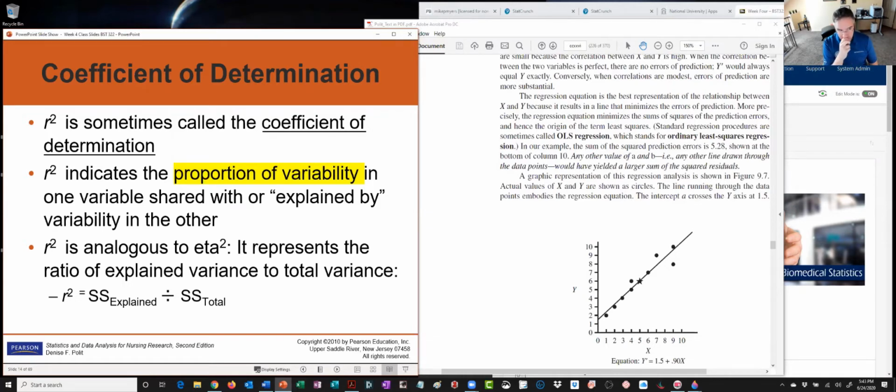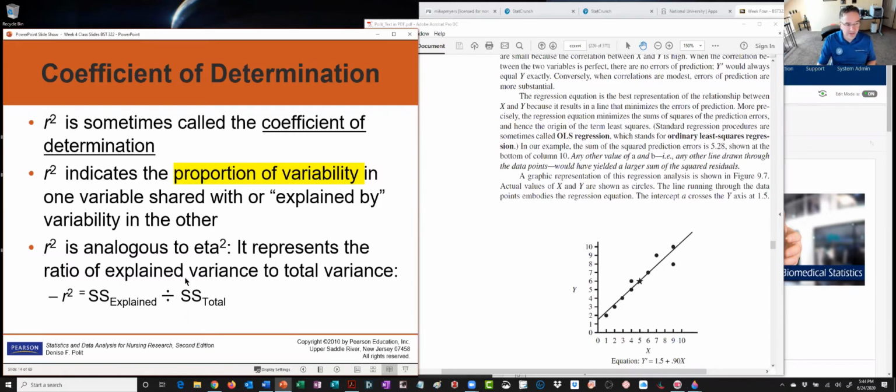It's also referred to as the proportion of variability in one variable explained by variability in the other. So both X and Y tend to vary, and the correlation, if we square it, tells us the proportion of one variable that is shared by or explained by the variability in the other. So both vary, but variation of one helps to explain the variation in another.